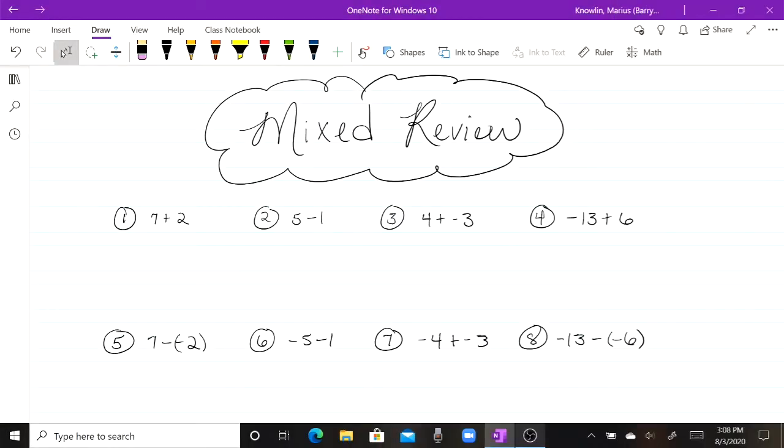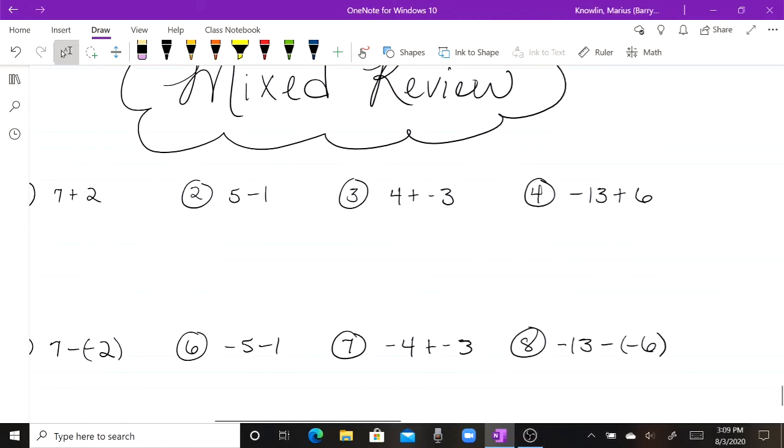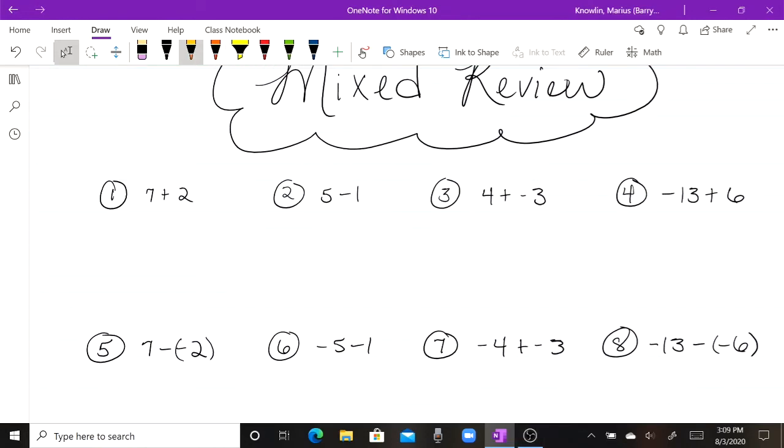Okay, let's go ahead and do a little mixed review for combining integers and just going over those. So number 1, we have 7 plus 2. The 7 is a positive, the 2 is a positive, so these are same signs, which means we add, and that's going to make positive 9. We always keep the sign of the larger number.